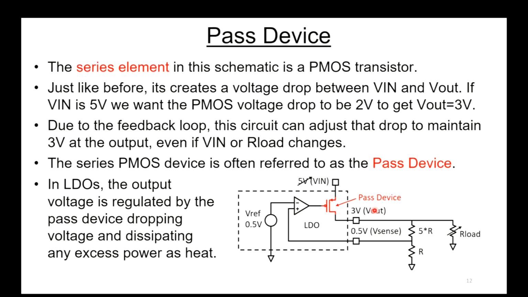And like I said, the PMOS device is referred to as the pass device. You'll hear designers talk about pass devices all the time. It really just means the big output transistor. So, in LDOs, the output voltage is regulated by the pass device dropping voltage and dissipating power. So we're going to get to that power dissipation in a few slides. But basically, you're dropping voltage and dissipating power in the pass device.